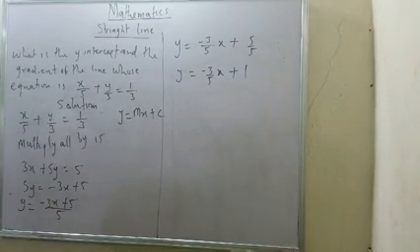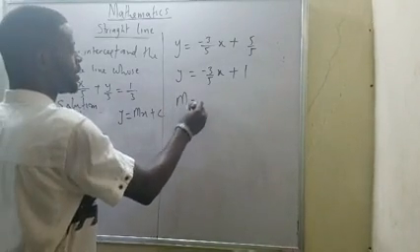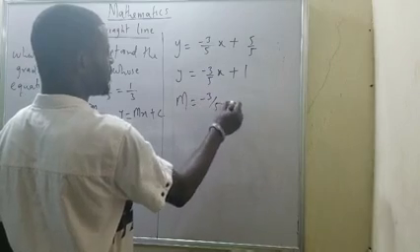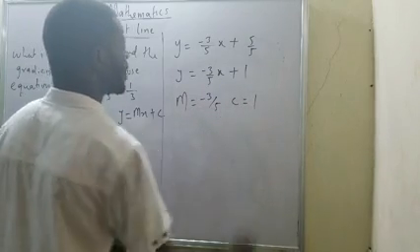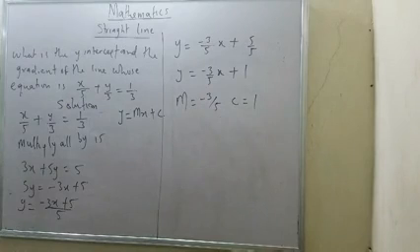Which is now in this form. It means my m equals minus 3 all over 5, my c equals 1. That is all what I need. Now, let me move on to the next outline.